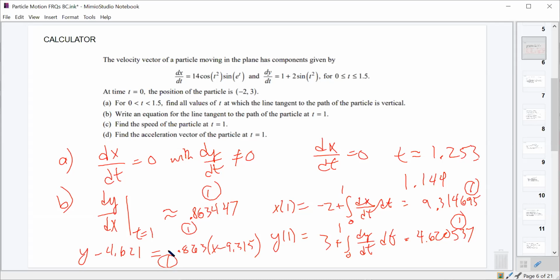Part A was 2 points. It says setting dx/dt equals 0, but really this is 1 and this is 1 for the two values. So you would have got 1 point since you only got one of the values. Everybody good with part B there?